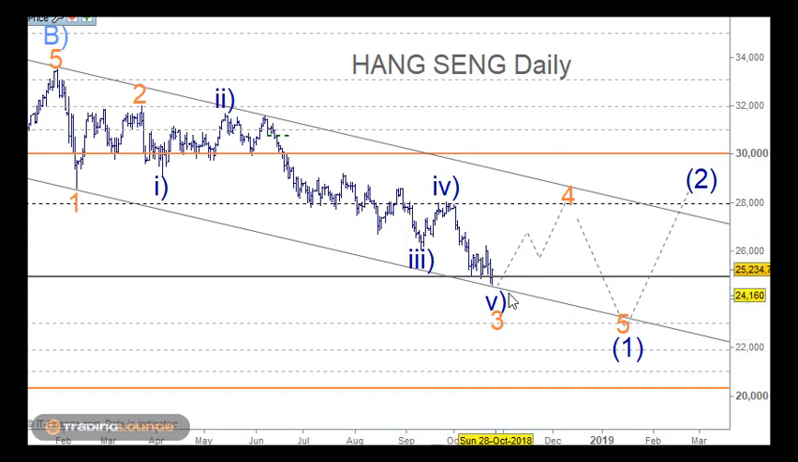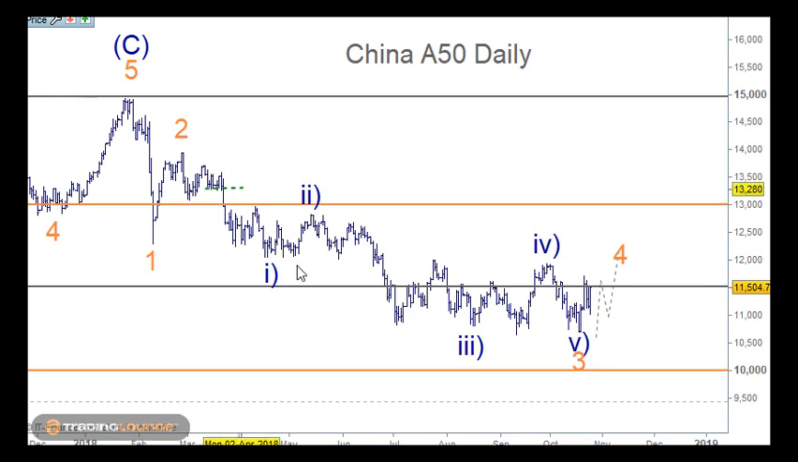So if you've got any short trades in this market or China, you need to cover those short trades now and look to the upside there. And China will be the same as well.